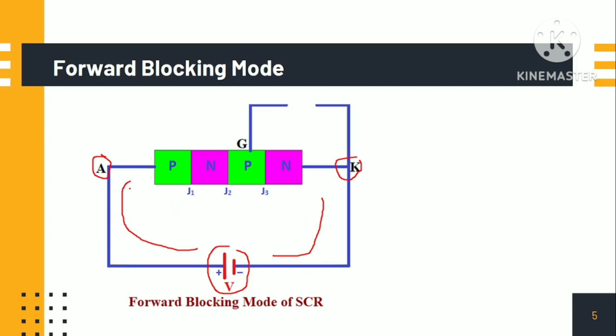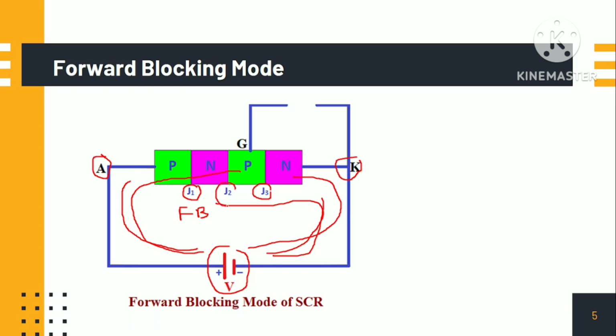Now here the positive is connected to the P layer and the negative is connected to the N layer of junction J1. So junction J1 is forward biased. Similarly, at junction J3 we also have PN. The positive terminal is directly connected to the P layer and the negative terminal is connected to the N layer. So junction J3 is also forward biased.